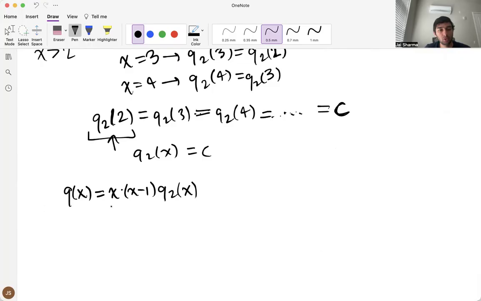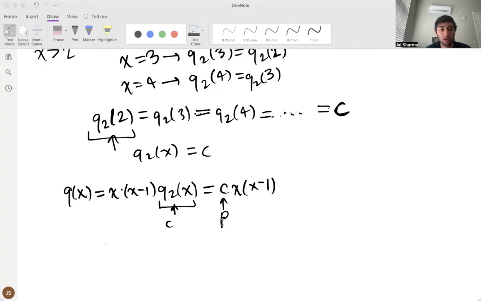And by the way, we know that this thing is a constant, right? So we have that this is equal to c times x times x minus 1. And our only degree of freedom, so to speak, is the c. So you can only choose this to be one of p values. And I believe that should be the answer.